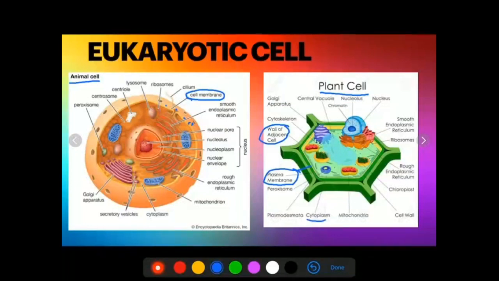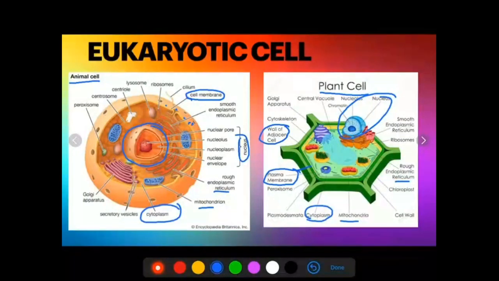And here the cell membrane is the outermost covering. This is the cytoplasm. This also has a cytoplasm. And this is the nucleus. This complete assembly is the nucleus. Here the nucleus is centrally located. Here the nucleus is present on the side. You have seen these differences of plant cell and animal cell in 8th class. The rest of these are the cell organelles, which we'll study in the coming chapters. So this is about the eukaryotic cell, the animal cell, and the plant cell.